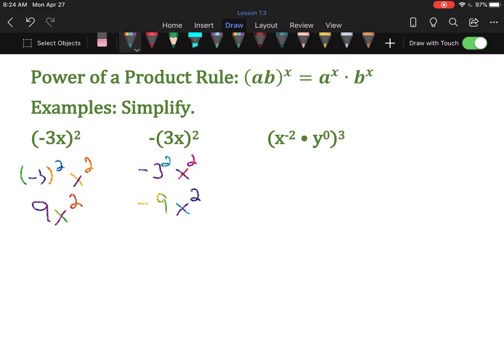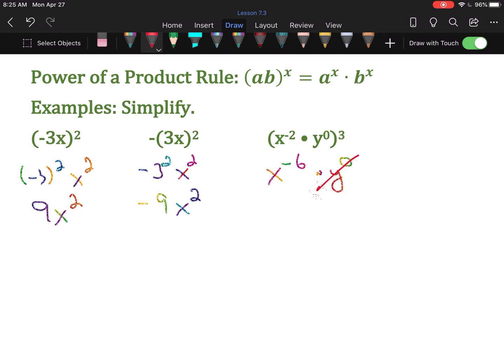And last, we have x to the negative second times y to the 0 power, all to the 3rd. So start by giving the 3 to both the things in parentheses. This is an example of power to a power with the product rule. So when I give that 3 to the x to the negative second, it becomes x to the negative sixth. Negative 2 times 3 is negative 6. And when I give it to the y to the 0, y is going to be still to the 0, because 0 times 3 is 0.